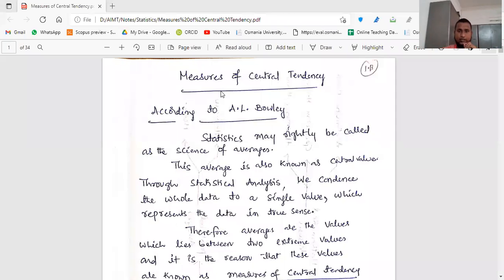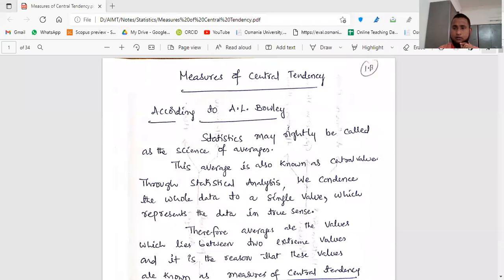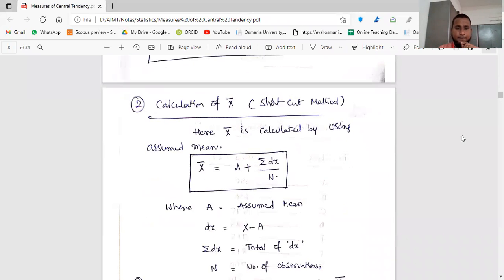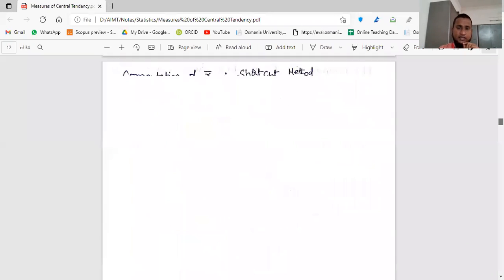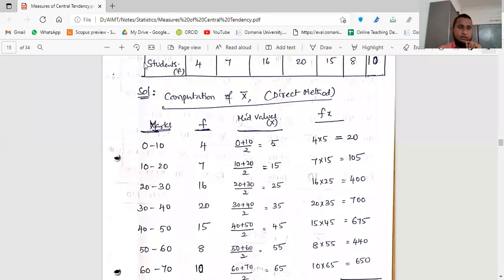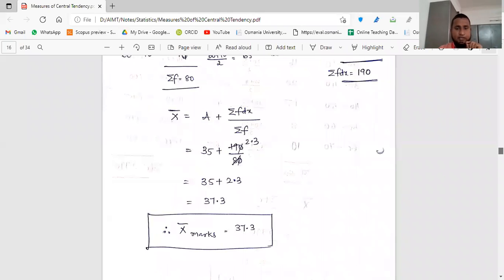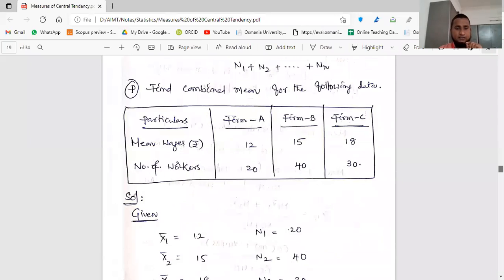Yes, we are discussing the measures of central tendency in the previous classes, and we have completed the arithmetic mean, calculation of arithmetic mean by direct method, indirect method, shortcut method, all those things we have done. And also we have solved a few problems related to arithmetic mean.